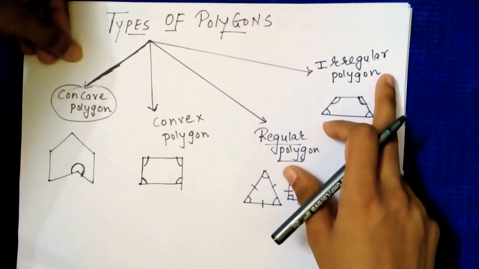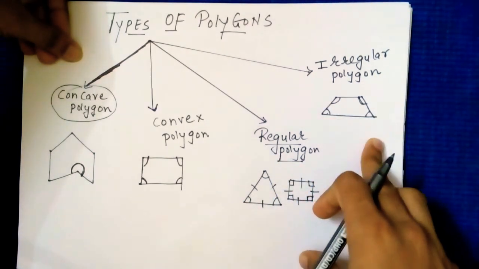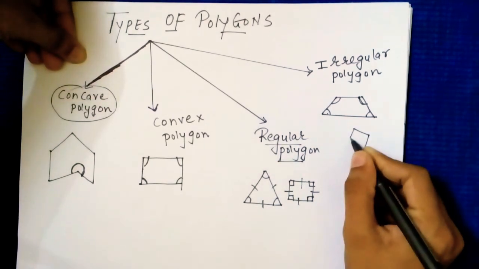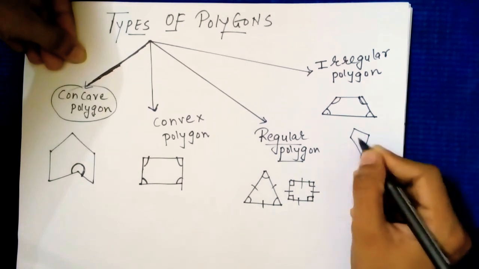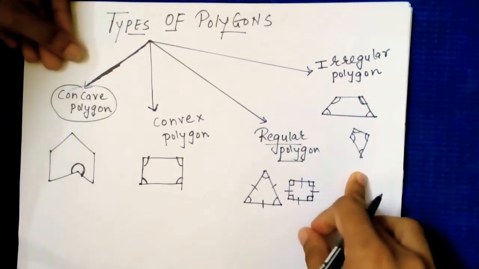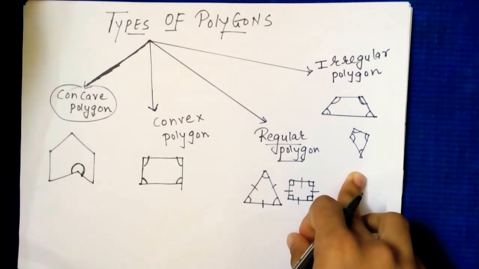And irregular polygon means sides and angles are not equal. You can take other example also. If I draw any irregular shape here, sides are not equal, angles are also not equal. So there are many more examples you can take. So this was about types of polygons.